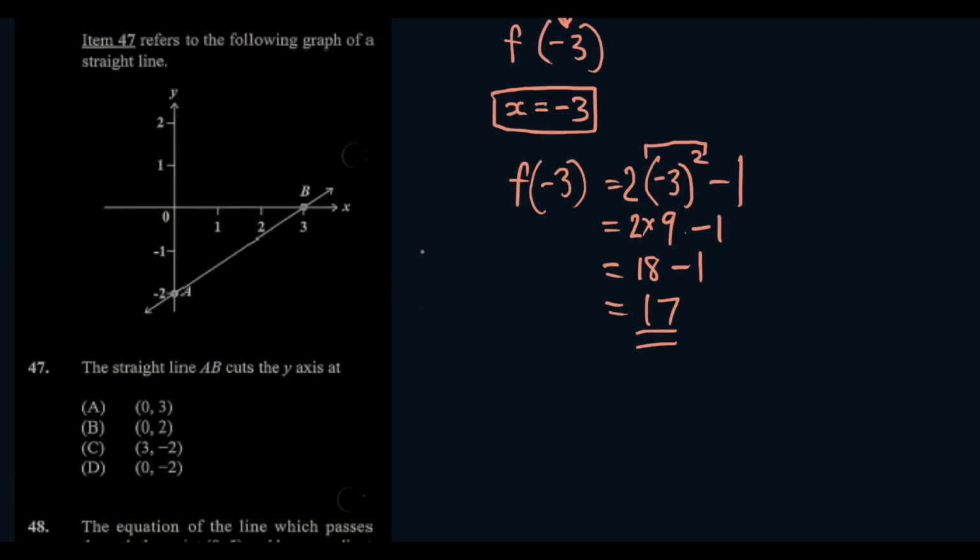Just going down to this one here now, it says a straight line cuts the y-axis at. So where is the y-axis? This is the y-axis. And where does the straight line cut it? Right here. So what's the coordinate for that? 0, negative 2. So it cuts it at 0, negative 2.